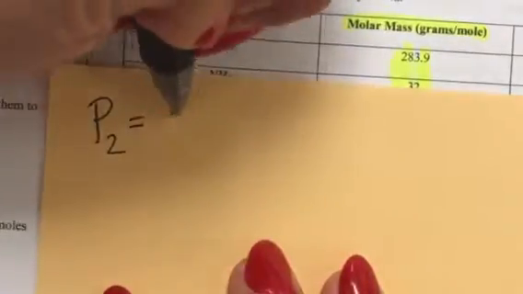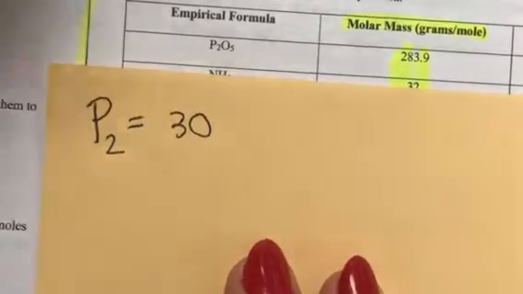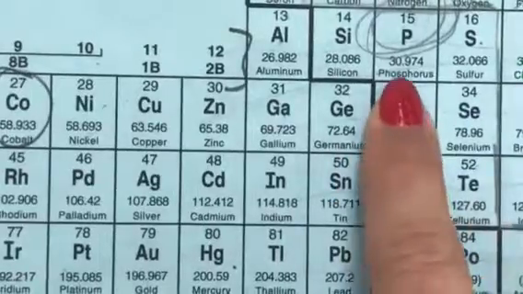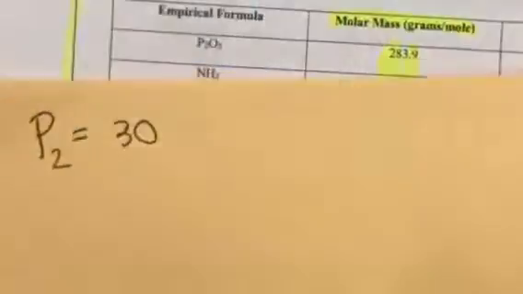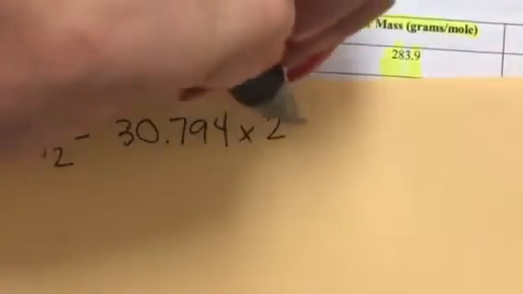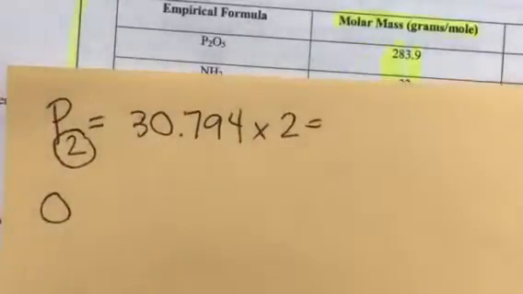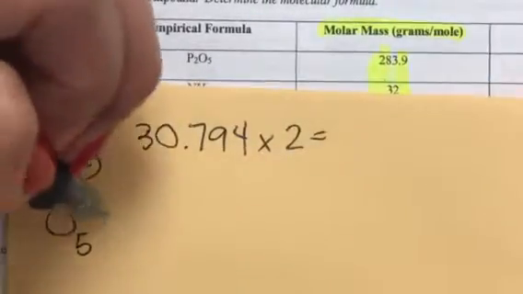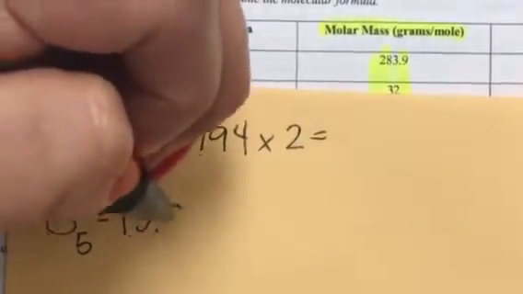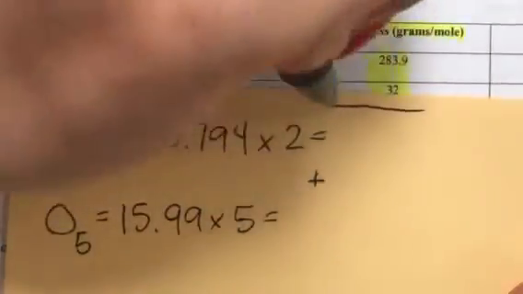Phosphorus, the mass on the periodic table, which is the little number under the symbol, so underneath the P is the mass. It's right there, 30.974. If you want to round, that's fine. I have two of them because it says I have two phosphorus. Oxygen in this formula, I have 5 of them. It's 15.99 times 5. I'm going to add these two numbers together.